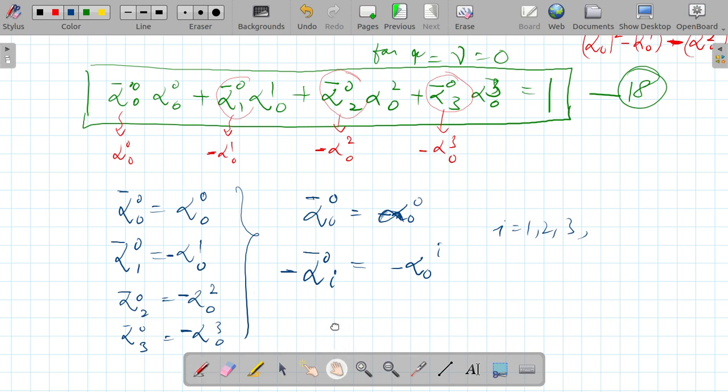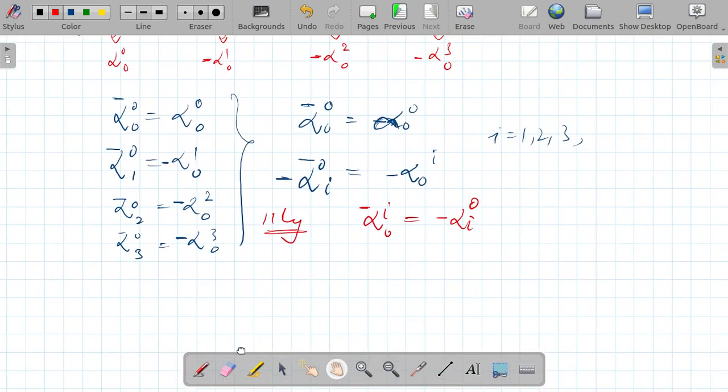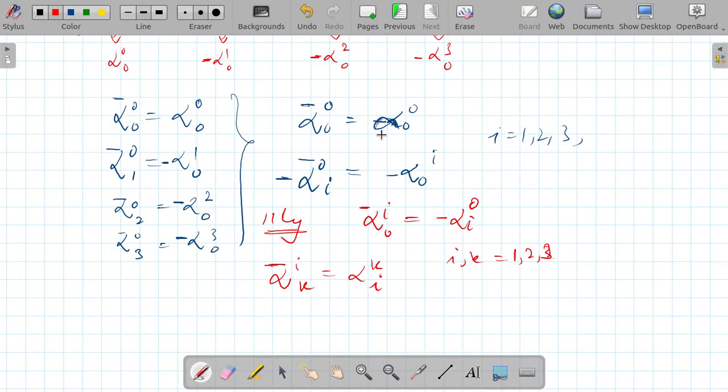And similarly we can prove that. Similarly we can write down alpha I 0 bar must be equal to alpha I 0, and alpha I k bar must be equal to alpha k I, where I and k vary from 1, 2 and 3, right? So that's what we are getting here.